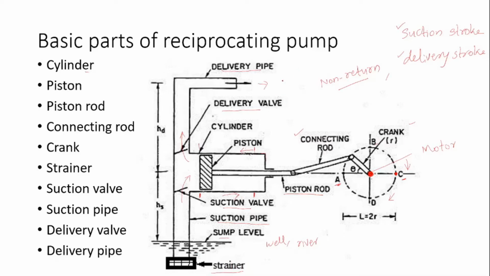There is no continuous flow. The liquid will flow intermittently. The amount of liquid that flows through the delivery pipe, or the amount of liquid delivered, will depend on the speed of the crank. If the motor rotates at a very high speed, then more liquid will be delivered.